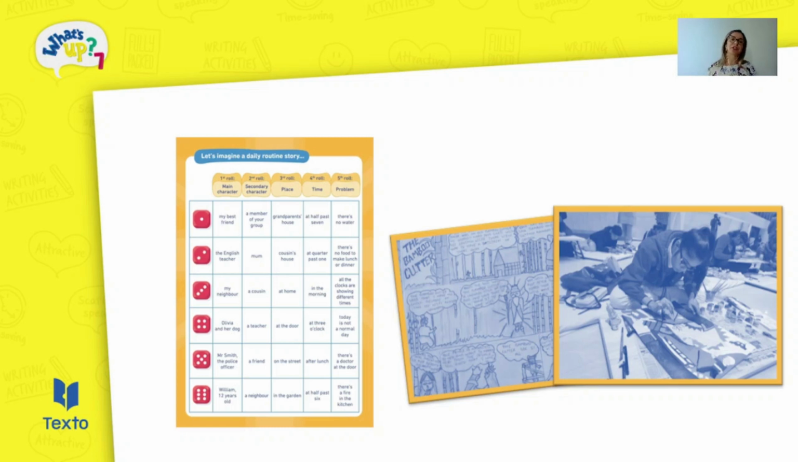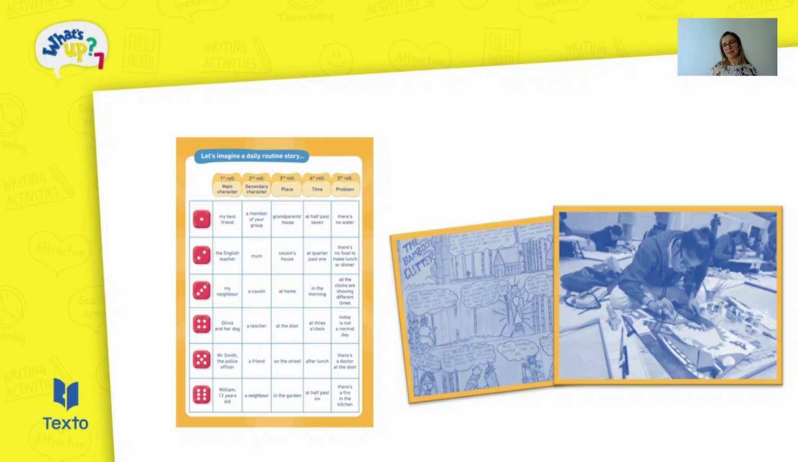Then students are encouraged to write a story with this Rolotopic card. So yes, you'll have students divided into different small groups, and they will have to roll the die 5 times to determine a main character, secondary character, the place and time, and a problem. Once they have these 5 elements, they are going to create a drawing of the story on a poster to then be displayed in the classroom.